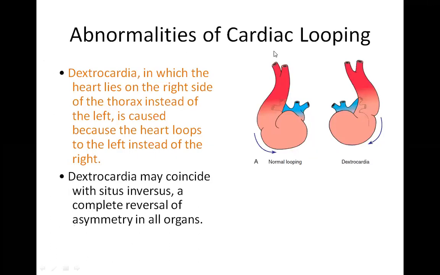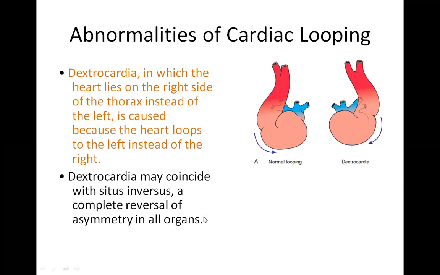So there are abnormalities of the cardiac looping, which is known as dextrocardia, in which heart lies on the right side of the thorax instead of the left. This is the normal looping, which is towards the left. If it loops towards the right, it will lead to the formation of dextrocardia. So instead of, so जो shift होगा वो अब फिर left की तरफ ना होके towards the right हो जाएगा, ठीक है. So the dextrocardia will be formed. The heart will be found in the right side.